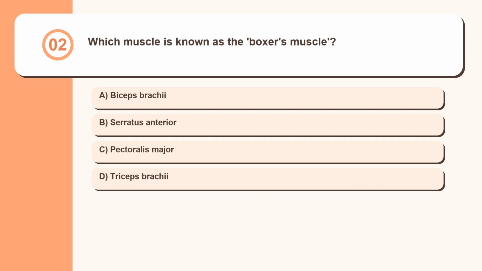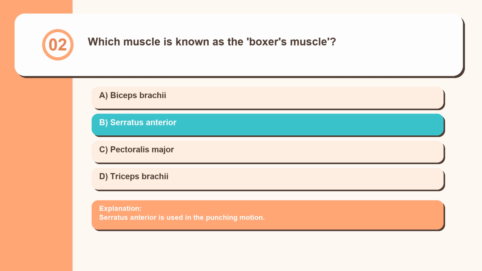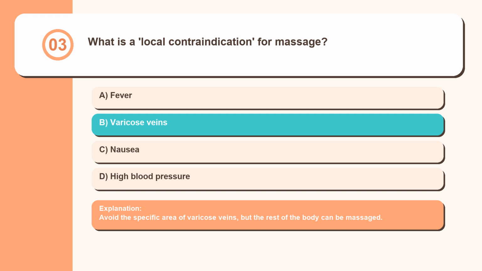Question 2. Which muscle is known as the boxer's muscle? Biceps brachii, serratus anterior, pectoralis major, triceps brachii. Serratus anterior is used in the punching motion. Question 3. What is a local contraindication for massage? Fever, varicose veins, nausea, high blood pressure. Avoid the specific area of varicose veins, but the rest of the body can be massaged.